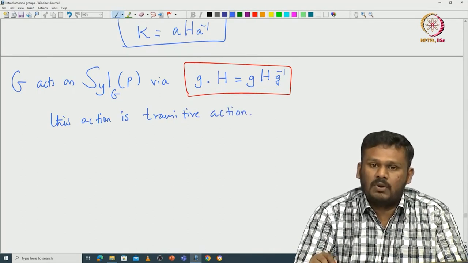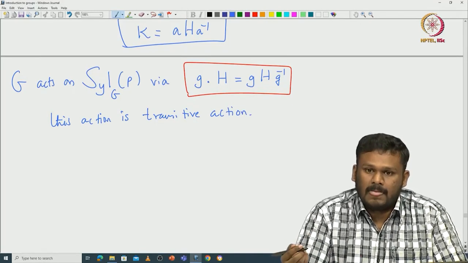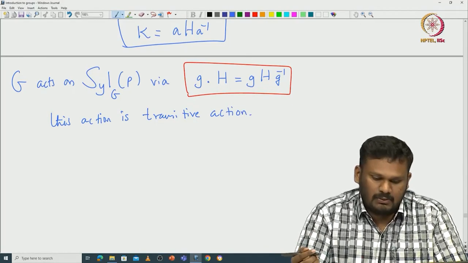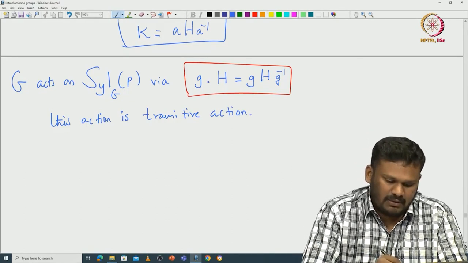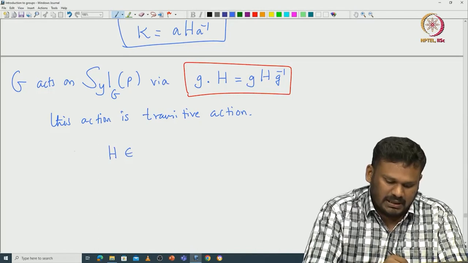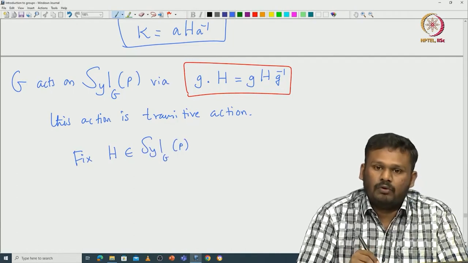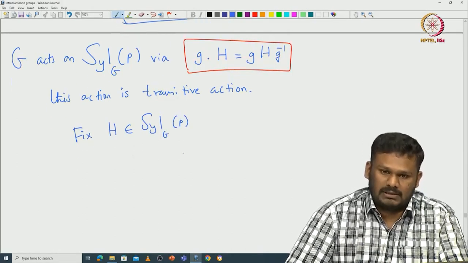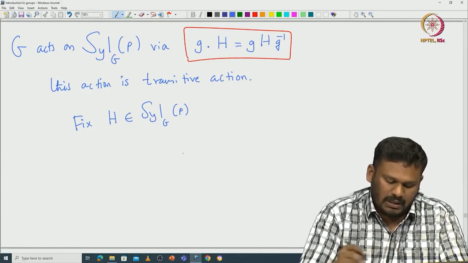But we know something about the transitive action. The transitive action is isomorphic to the following action. For example, you can fix some particular element of that set. If you fix some H inside this Sylow P subgroups of G, then you look at the fixed points of this.